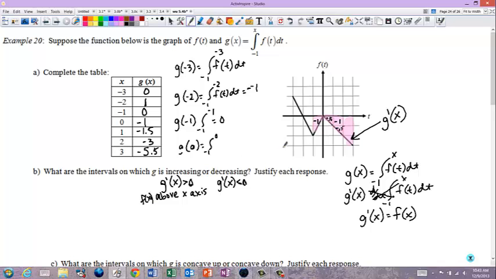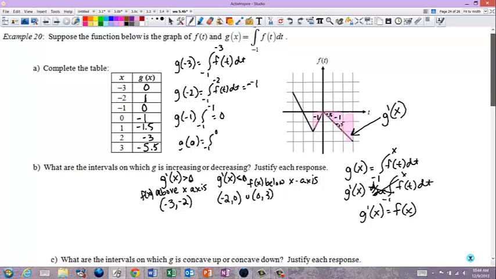Well, it's above the x-axis from -3 to -2, and that's it. Where is it below the x-axis? Well, it's below the x-axis from -2 to 0 and from 0 to 3. Okay, because I'm looking for where f of x is below, and we'll do a bunch of these because these are a little confusing at first.